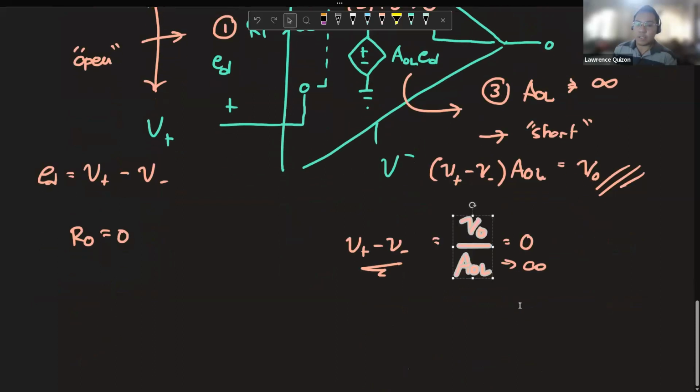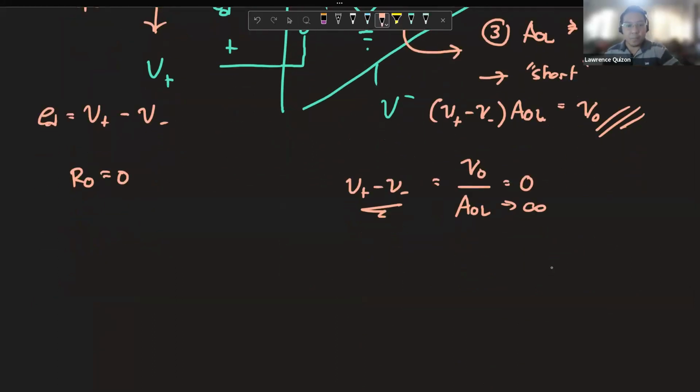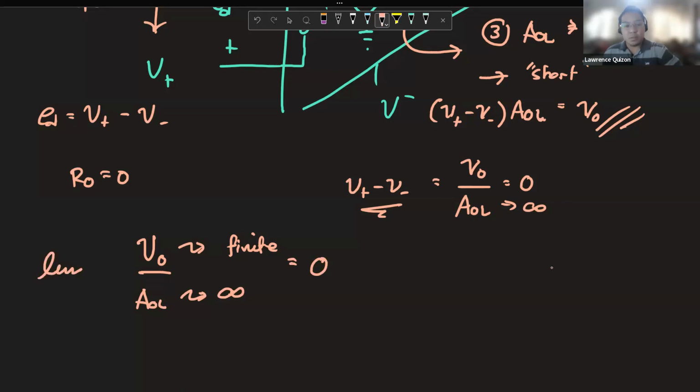Bakit naging 0 ang V out over AOL? So V out for most circuits is finite, right? Or for all circuits, no? Never naman tayo nagkakaroon ng infinite na voltage, no? So which means that if it's divided by an infinite value, goes to 0, no? So the limit of this, as the bottom one goes to infinity, is always 0.